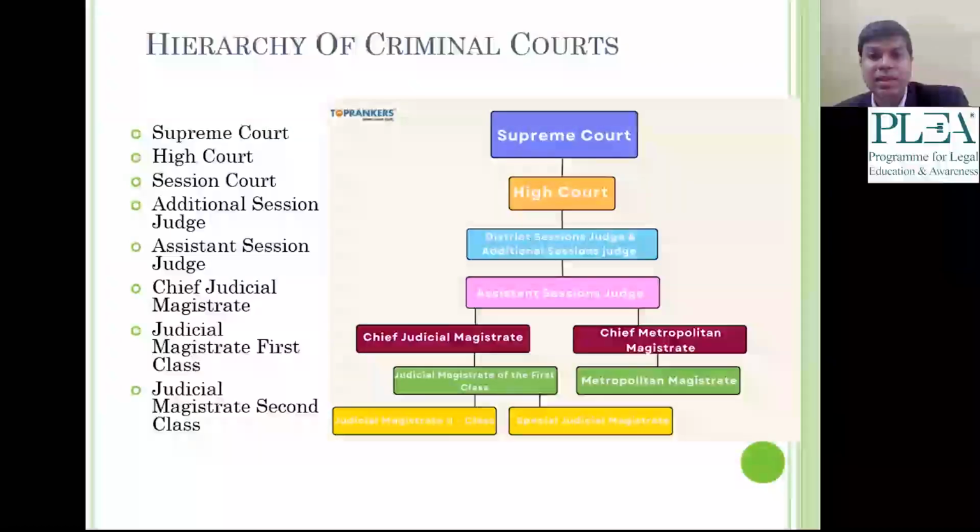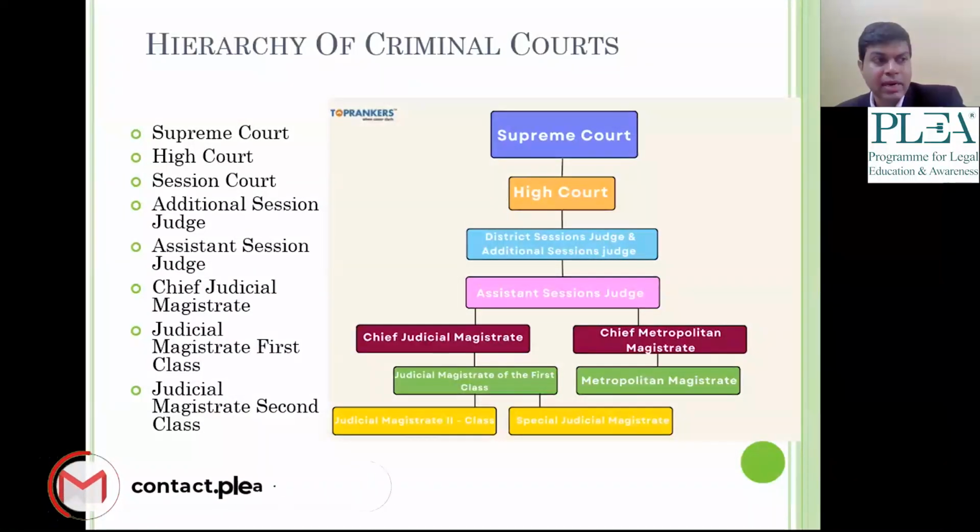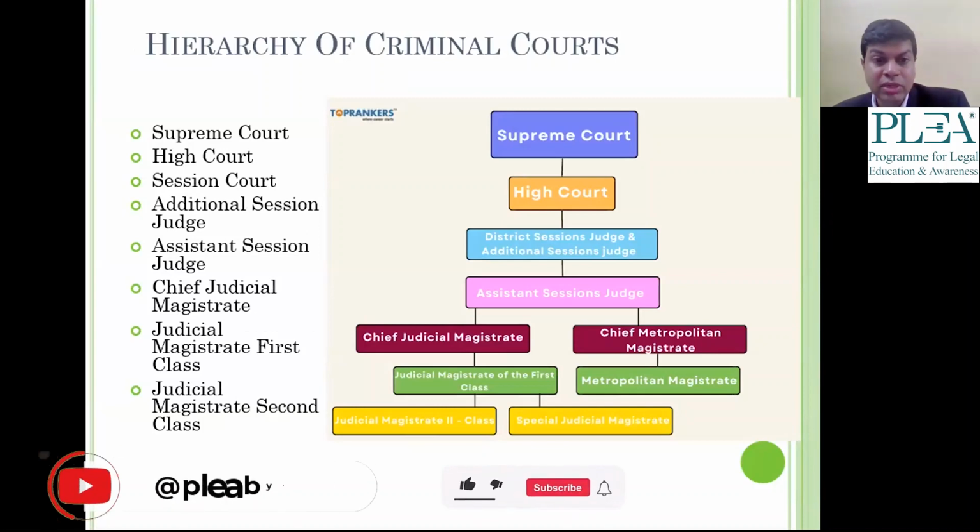Then the hierarchy of criminal courts. The hierarchy of criminal courts is the Supreme Court, High Court, Sessions Court, then Additional Sessions Judge, Assistant Sessions Judge, then Chief Judicial Magistrate, Judicial Magistrate First Class, and Judicial Magistrate Second Class.